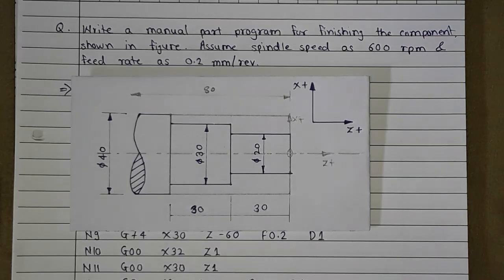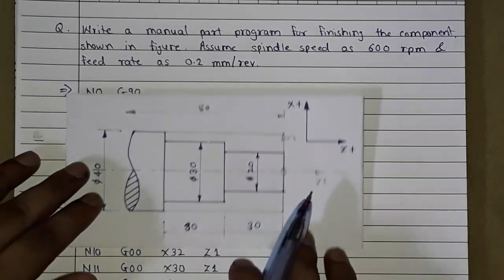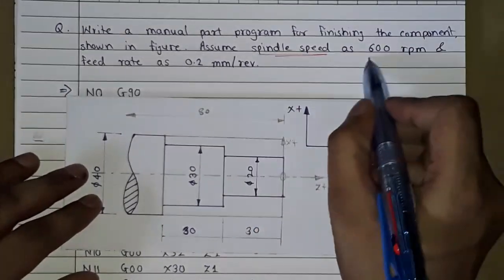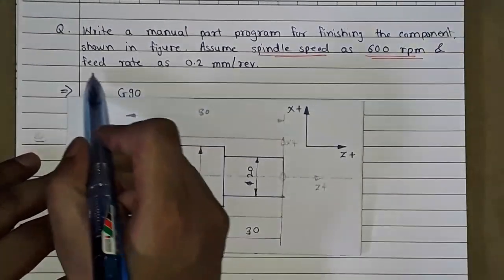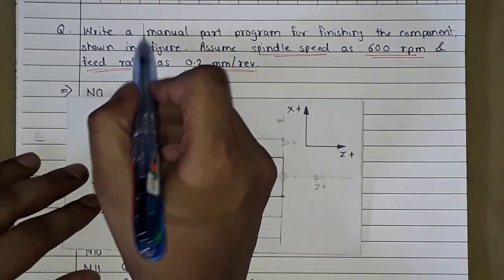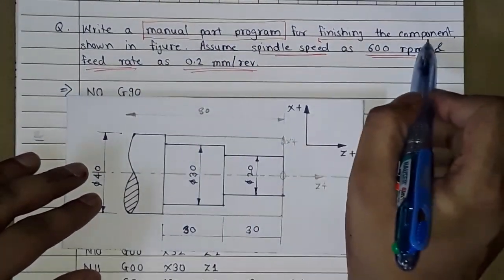Hi friends, welcome. This is the part for which we have to write the program, and in the given question we have spindle speed equal to 600 rpm and feed rate equal to 0.2 mm per revolution. We have to write a manual part program for finishing the component.